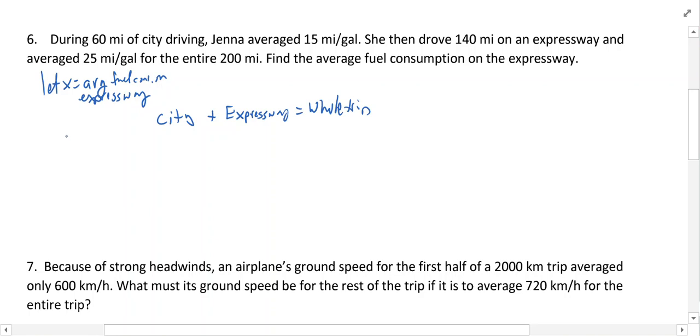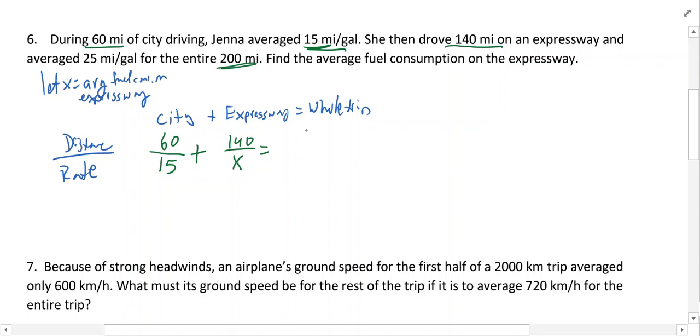Okay, and we already know distance over rate. So let's plug in what we know. On the city, we know her distance was 60 miles, and her rate was 15 miles per gallon. Plus, on the expressway, her distance was 140, but we don't know the rate of her fuel consumption, so that's X. But we do know the whole trip was 200 miles, and for that, she averaged 25 miles per gallon.